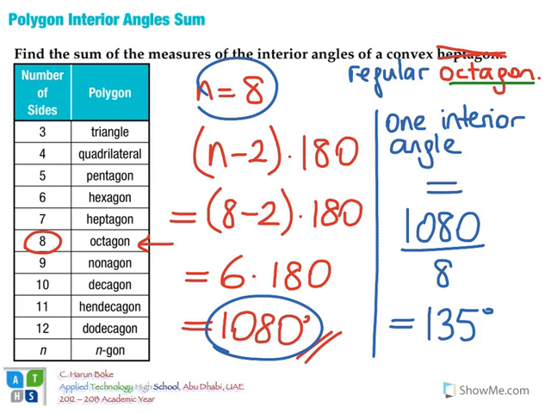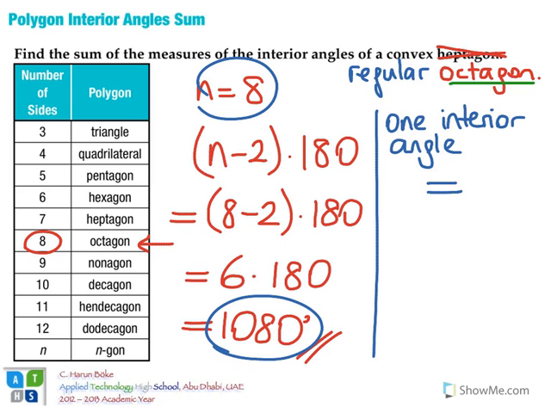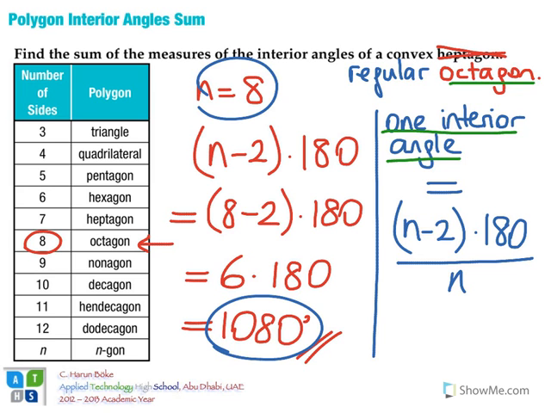135 degrees. So in general, we say as a formula, one interior angle is n minus 2 times 180, divided by n. This is the sum of interior angles divided by the number of sides. So if we're talking about the size of one interior angle, then we're going to use this formula.